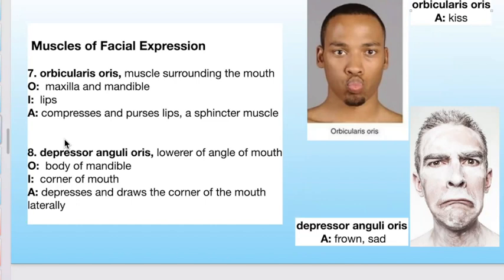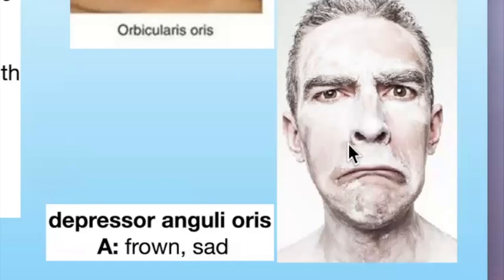The depressor anguli oris is the lower of the angle of the mouth. The origin is the body of the mandible. The insertion is the corner of the mouth. And the action is to depress and draw the corners of the mouth laterally. And you see over here, the expression it makes is of a frown, but a sad frown, not necessarily an angry frown, kind of sad.